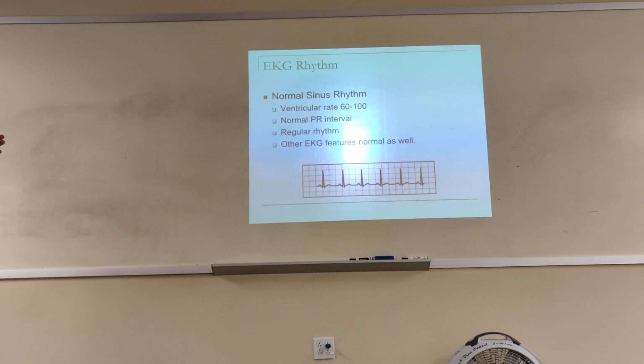Everything about that EKG rhythm is normal. The ventricular rate will be between 60 to 100. The P waves should be upright, meaning that the wave is coming from the SA node. The PR interval should be normal, between 0.12 to 0.2.